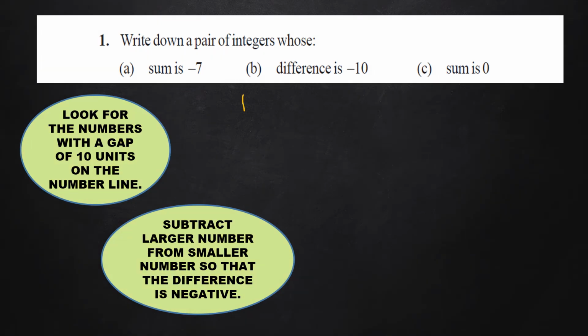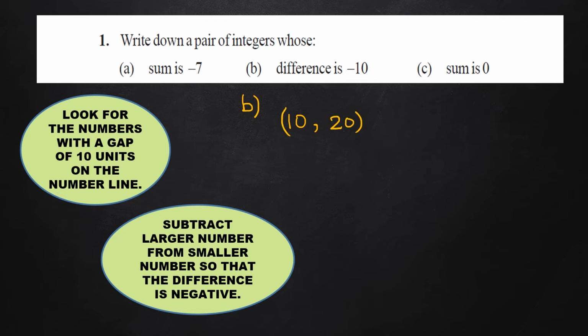Next, B part. The difference is minus 10. Again, let us look at the concept. Look for the numbers with a gap of 10 units on the number line. In case you get confused, so we have difference is minus 10. So take the difference as 10 units on the number line. Now since we need the difference to be negative, subtract larger number from the smaller number. That's the trick.